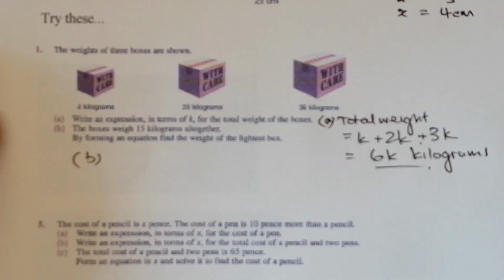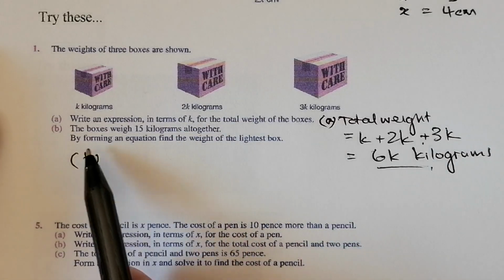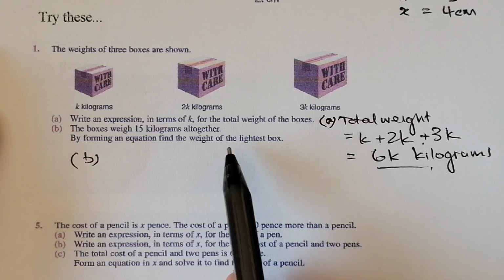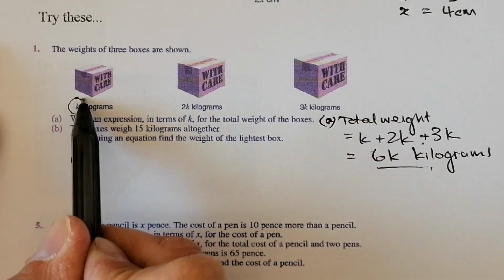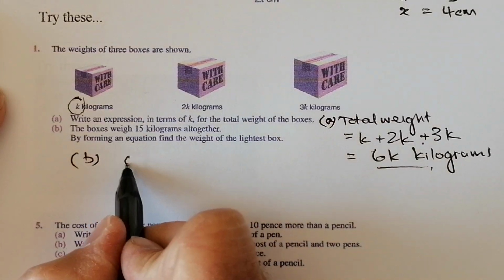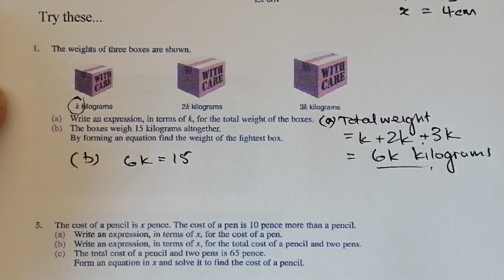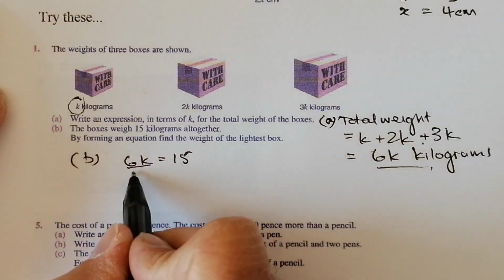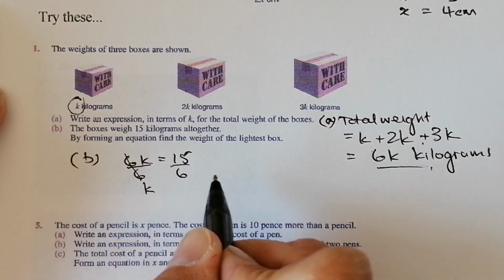For part B, the boxes weigh 15 kilograms altogether. By forming an equation, find the weight of the lightest box. So that will just be what k is here. So we're just looking for k. Right, so we've got 6k is equal to 15 kilograms. So there's my equation that I've set up. What we'll do is divide each side by 6, so it eliminates that, gives me k.